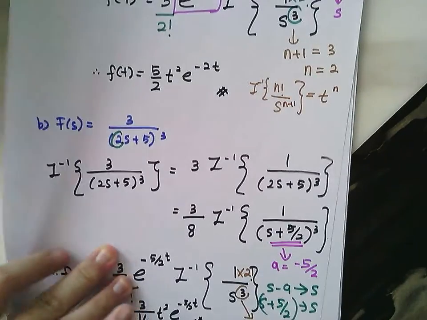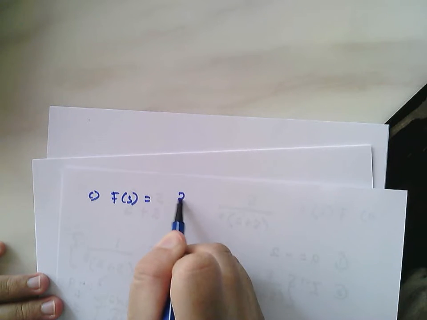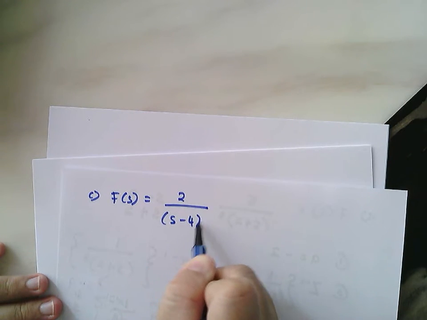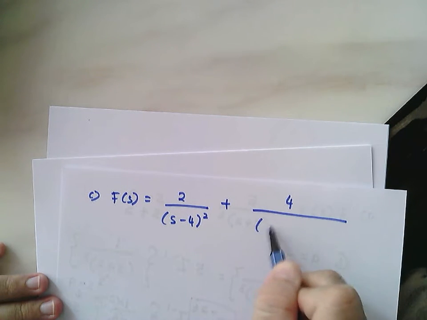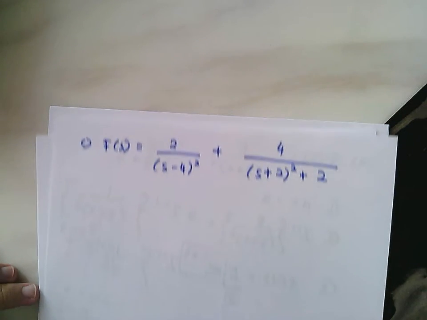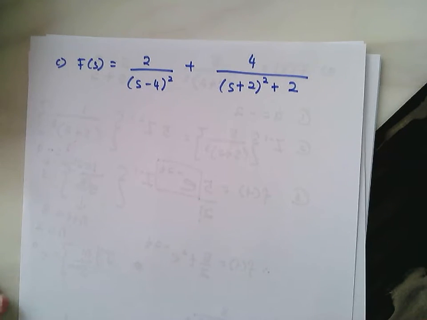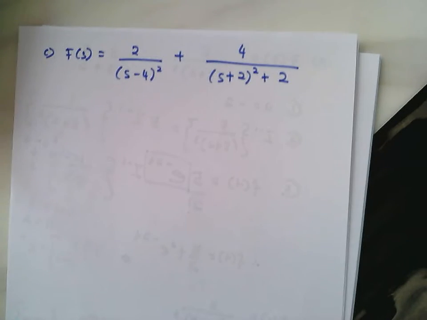So the last one. Let's consider your fs is equal to 2 over (s minus 4) squared plus 4 over (s plus 2) squared plus 2. Okay, by looking at this expression, at this function, I think you can guess what your ft is.